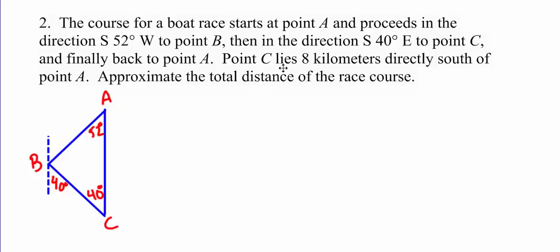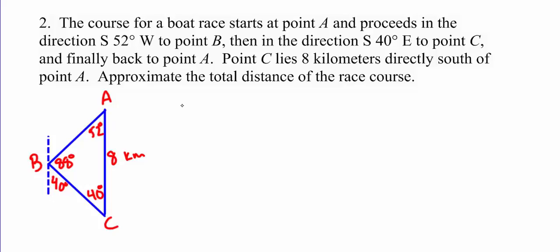The other thing we know is that point C is 8 kilometers directly south, so this is 8 kilometers right there. Now if you note, we have angle side angle information, and honestly anytime we have two angles of a triangle we have a third, and we can figure that out. 40 plus 52 is 92. That leaves me 88 degrees for angle B.